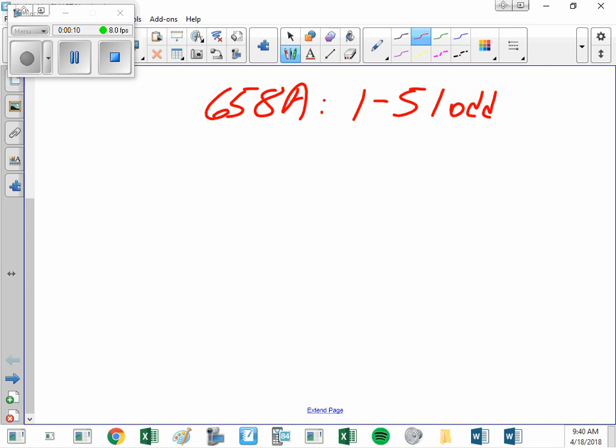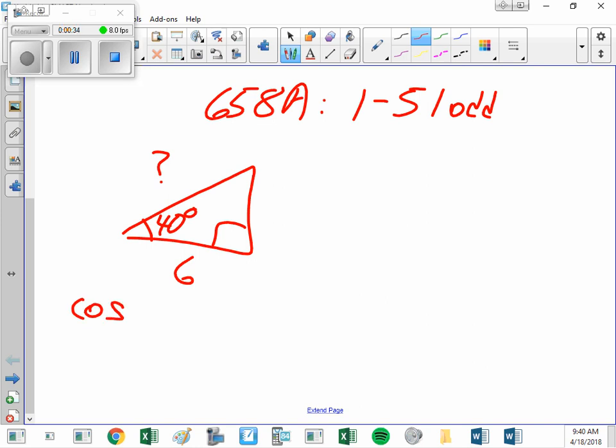Okay. If I had a right triangle with a 40-degree angle, and I knew that the adjacent side was 6, and I wanted to know the hypotenuse, how would I find it? So there's my right angle. I would write the cosine. Why did I choose cosine? A and H. So the cosine of 40 is 6 over x.